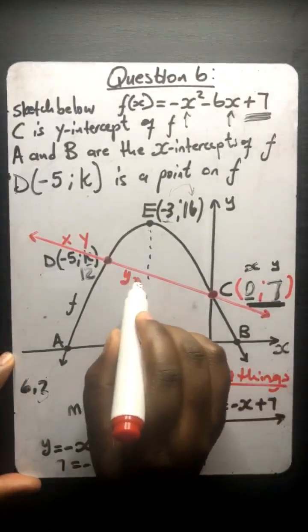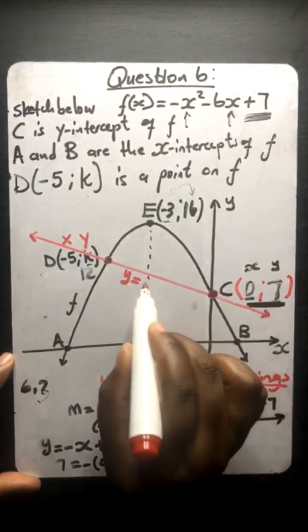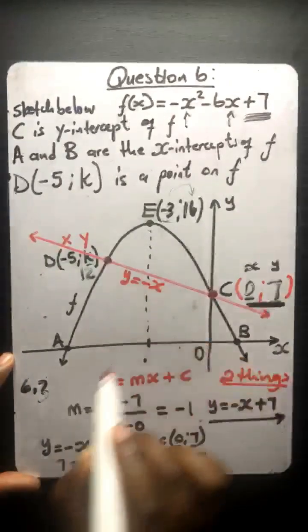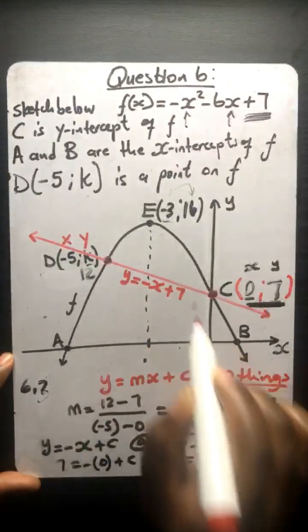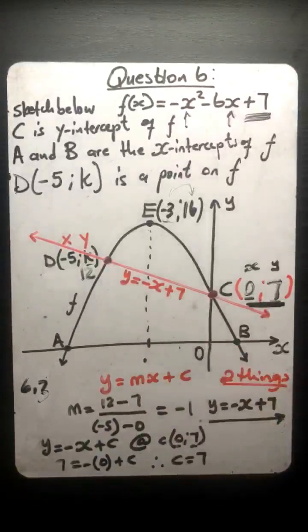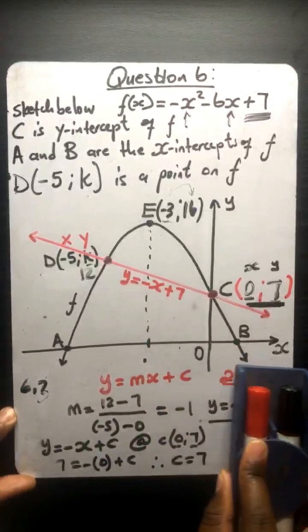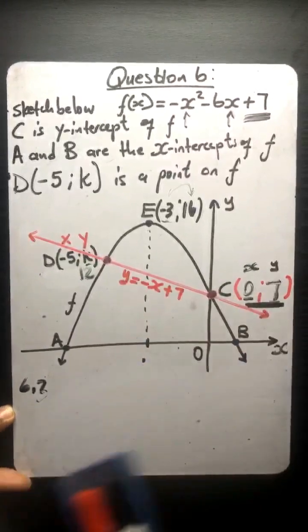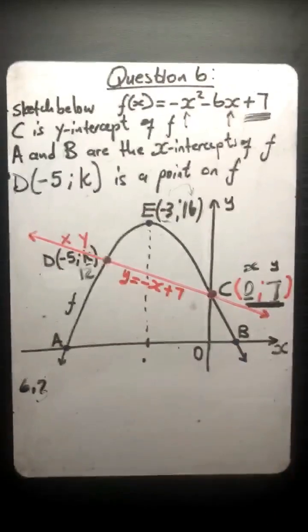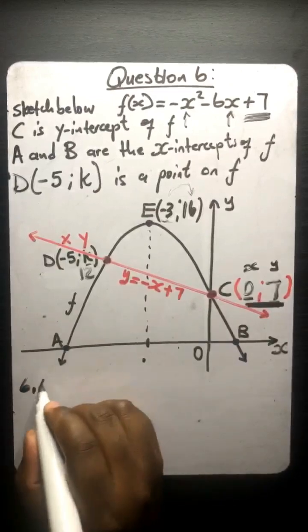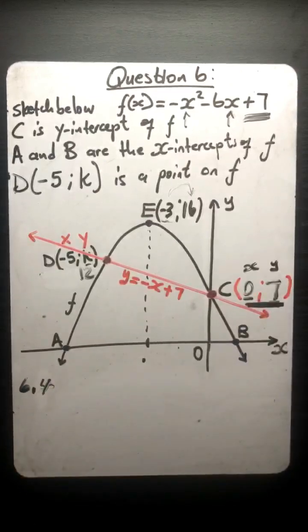They're saying y is equal to negative x plus 7. So just remember that we've got that answer, which you might possibly need on our upcoming questions. So let's see, this is 6.4. What does 6.4 say? So 6.4 says a tangent.